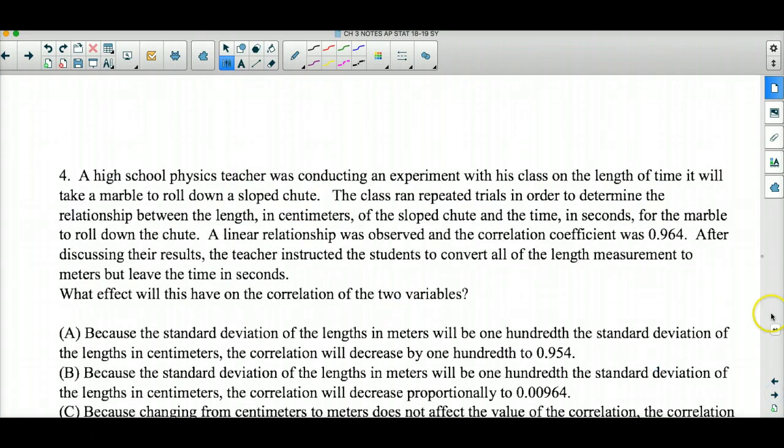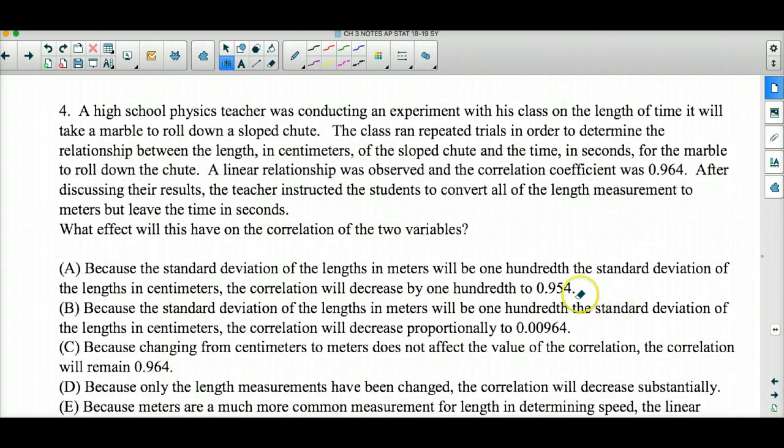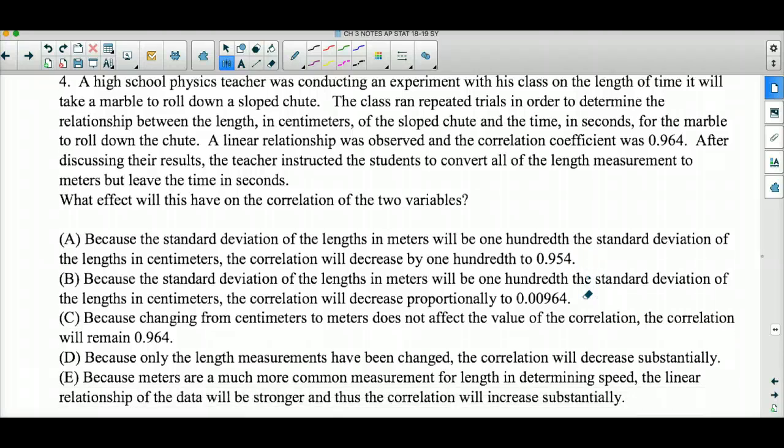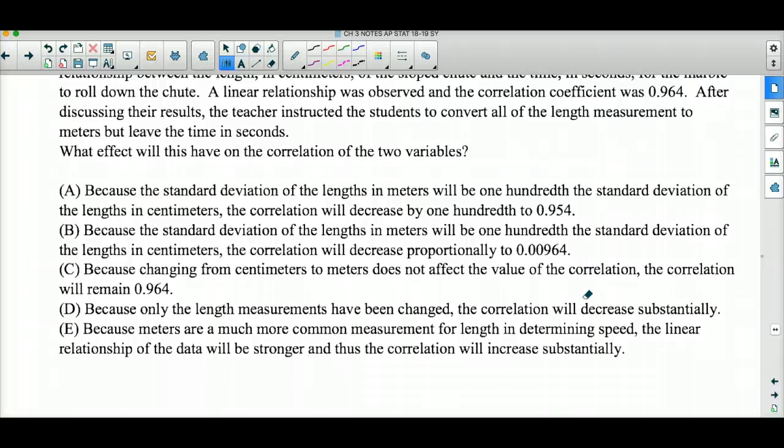All right, number 4. A high school physics teacher was conducting an experiment with his class on the length of time it will take a marble to roll down a sloped chute. The class ran repeated trials in order to determine the relationship between the length in centimeters of the sloped chute and the time in seconds for the marble to roll down the chute. A linear relationship was observed, and the correlation coefficient is 0.964. After discussing their results, the teacher instructed the students to convert all the lengths of measurement to meters, but leave the time in seconds. What effect will it have on the correlation?